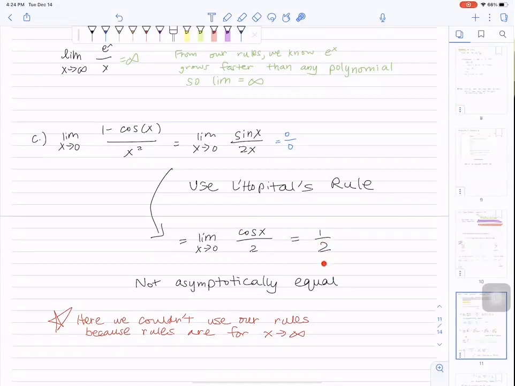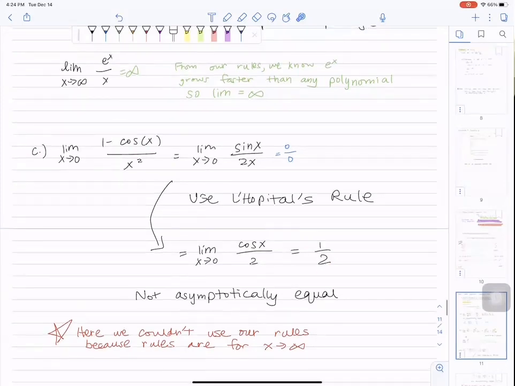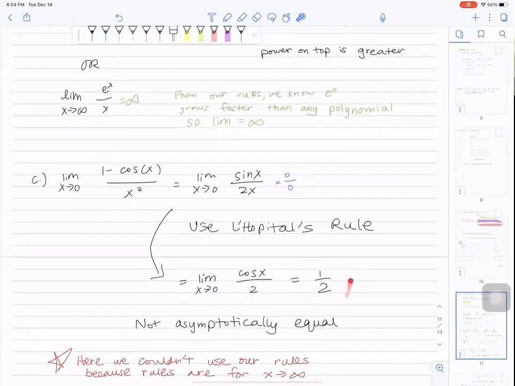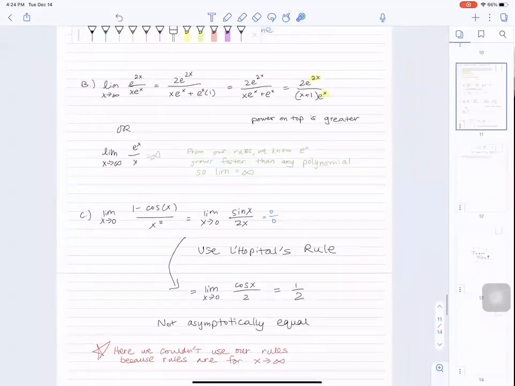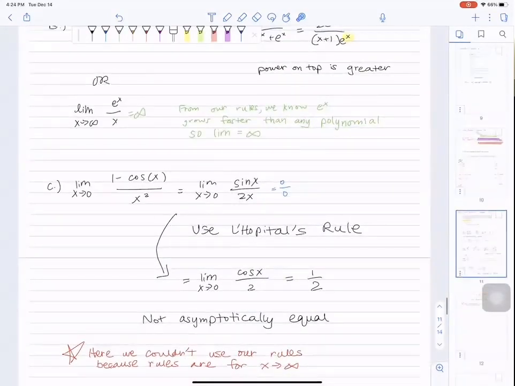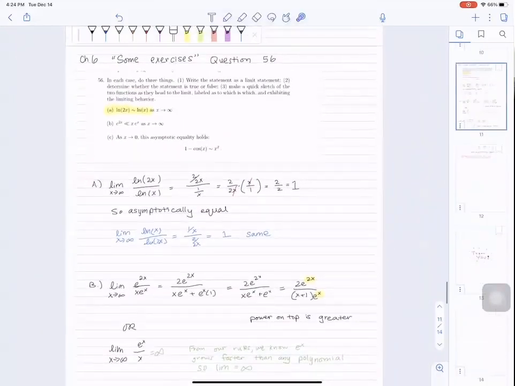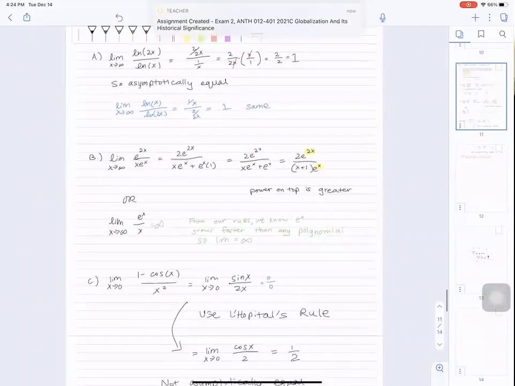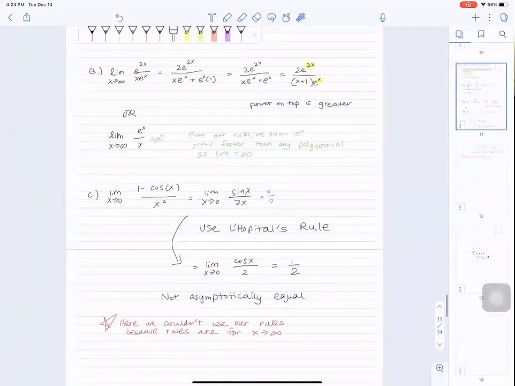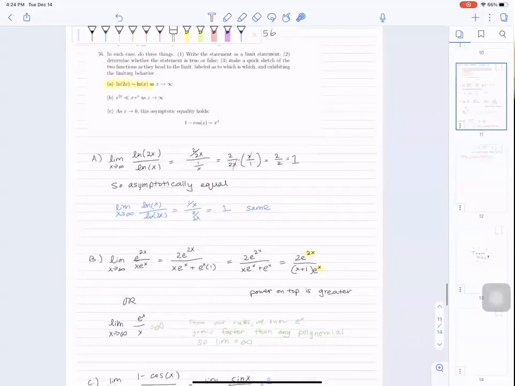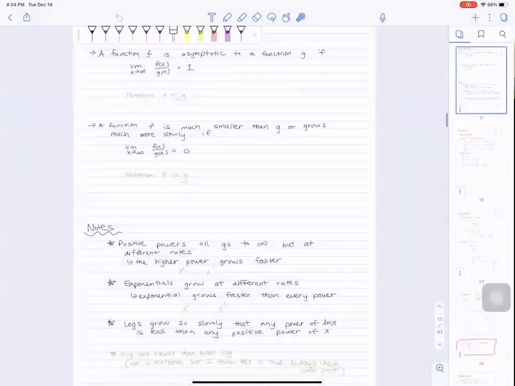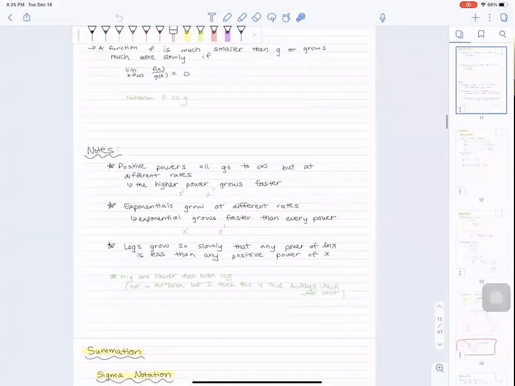So we don't know which one will be slower than the other. We just know that they're not asymptotically equal. So this question would have been, are they asymptotically equal? Okay, any more questions on that part?